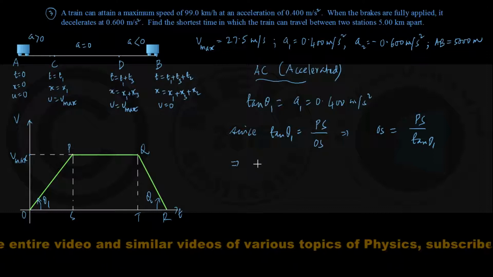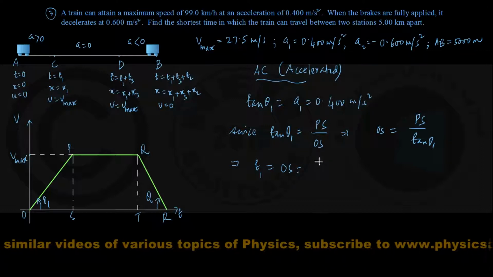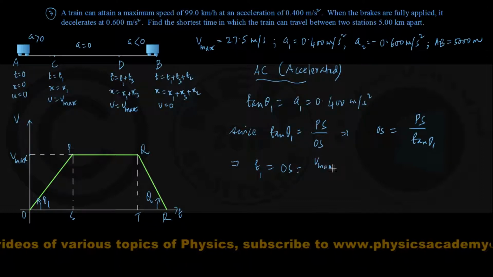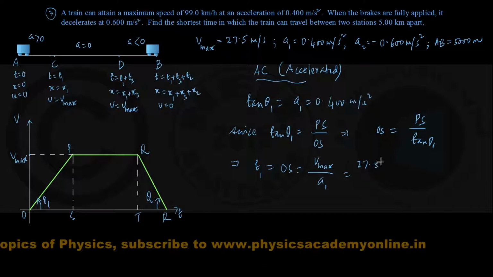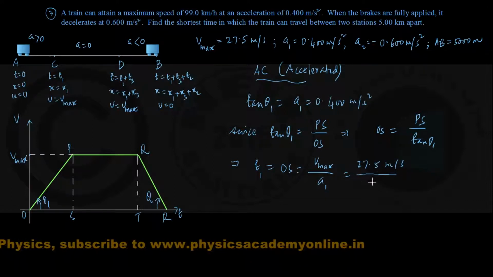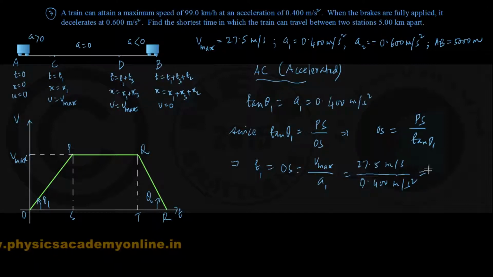So I can write down the time of travel of accelerated part T1, that is OS, is coming out to be PS, which is equal to Vmax divided by tan θ1, that is A1, 27.5 meter per second divided by 0.400 meter per second square. Make the calculation and show that OS represents graphically a time of 68.8 seconds.